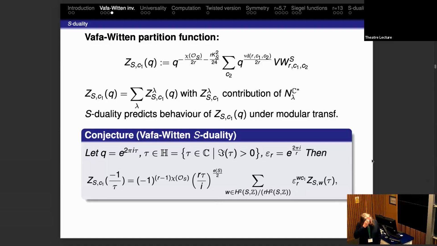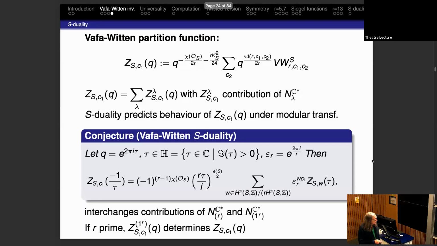It involves all these different invariants in one function, and it is not very clear why anything like that could possibly be true. Anyway, so this is one of the predictions of Vafa-Witten. So in particular, it's not obvious from this, but this will interchange the contribution of the vertical and the horizontal Vafa-Witten invariants. And so in particular, if the rank is prime, and we believe in this conjecture, we only need the vertical Vafa-Witten invariant to know the whole Vafa-Witten.